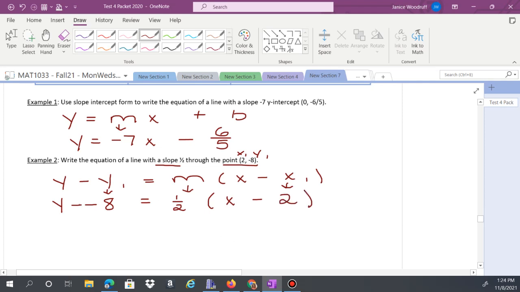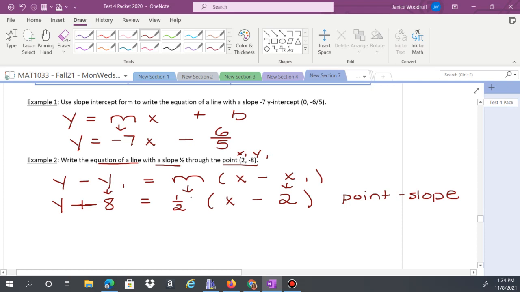Now the only thing here to simplify would be this minus negative 8. You're probably going to have a couple of questions on your homework that ask you just to write the equation in point-slope form. So this would be the equation in point-slope form, and you would leave it in that form. But if it says write the equation of a line, that means they want it all the way solved out to y equals mx plus b, because technically the equation of a line is y equals mx plus b.